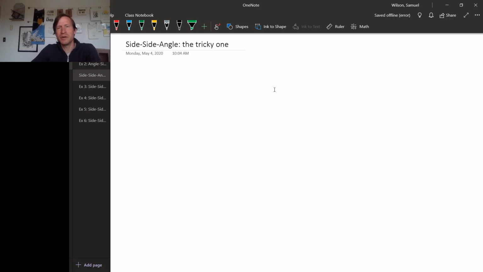Let's think about what we would have to do to solve a side-side-angle triangle situation. So let's try to draw a general picture of what this would look like. We know one angle, so let's make that this angle down here. This bottom left angle, you have to think of as being fixed.